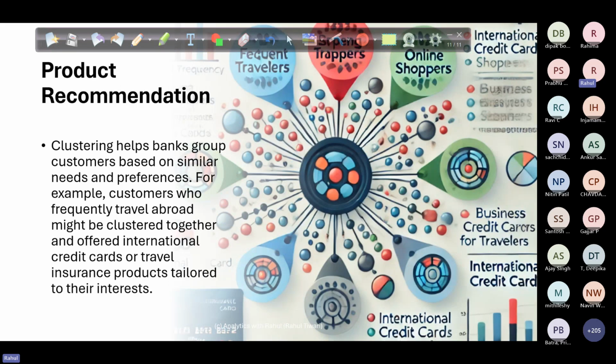Product recommendation. Clustering helps banks group customers based on similar needs and preferences. For example, customers who frequently travel abroad might be clustered together and offered international credit cards or travel insurance products tailored to their interests.